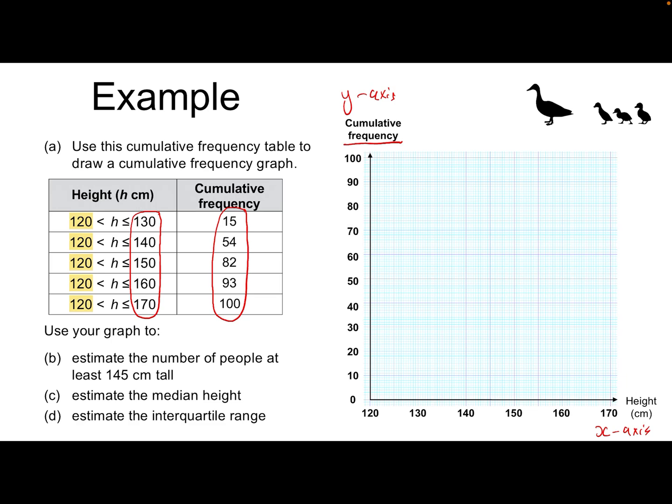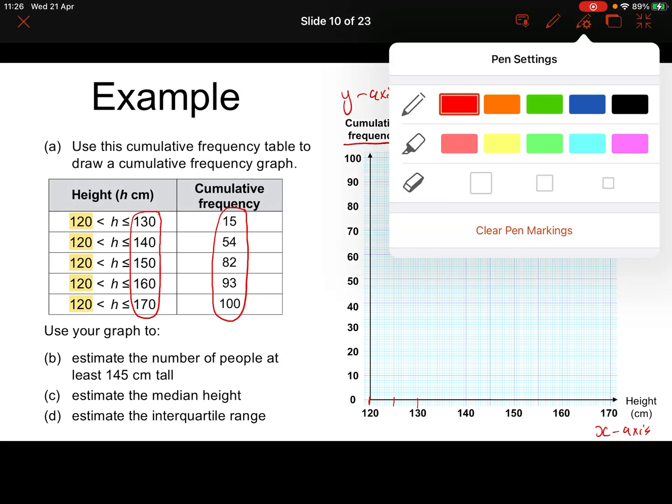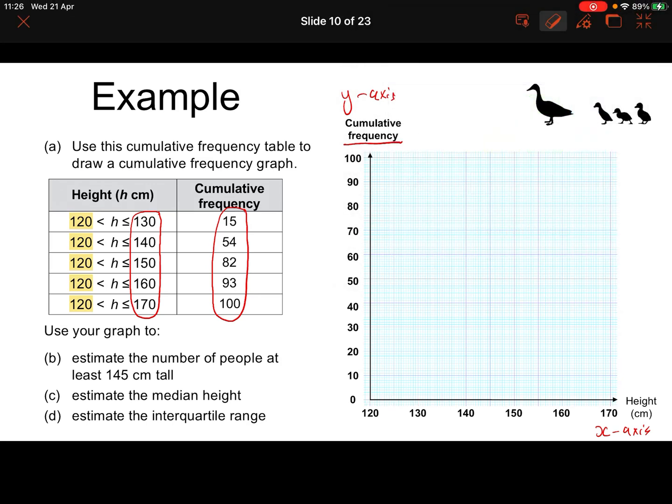130, where exactly is 130? Let's make sure we do this right. My word, they've not done the scale very nicely. Is that 120, 125? I'm assuming that's 130. How have they done it here? I'm struggling to read the scale. Let's try and work out where 130 actually is. Assume it's there. 140, 150, 160, 170. Okay, so 130 against 15 would be there.